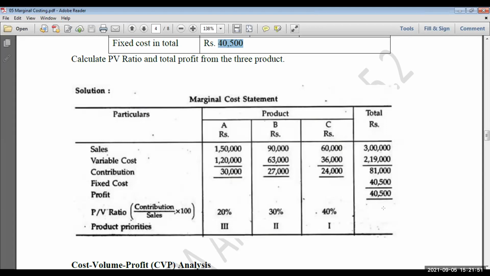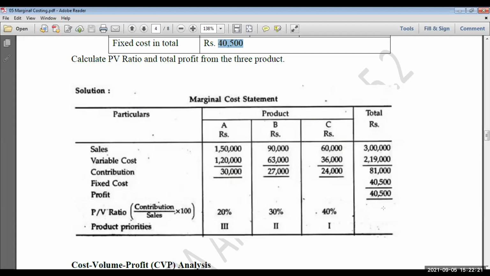Look at these three products. Which product is most preferred from the profit point of view? C. Contribution is more in the case of product A, but PV ratio is much less. Actually, if we take percentage wise, for a sale of 60,000 of product C, I am getting a contribution of 24,000.